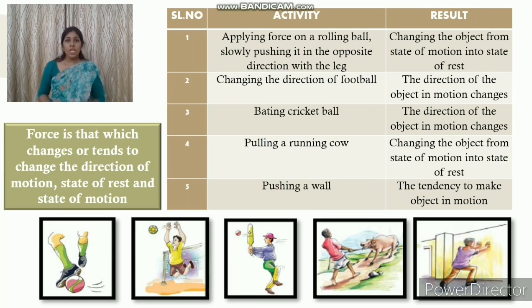Now, we are moving on to the second case. That is, goalie hitting the ball with hand. What is the result of that case? That is, direction of the object in motion changes. Now we are moving on to the third case. What's the third case?